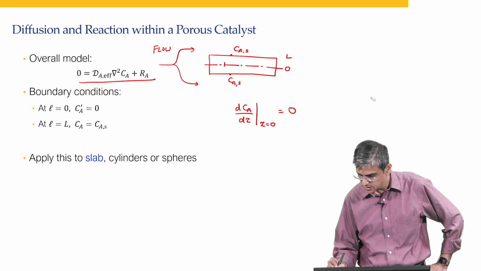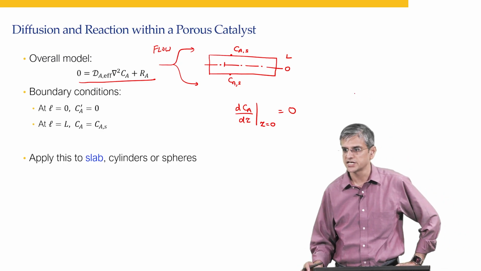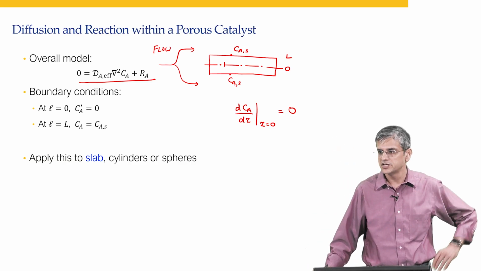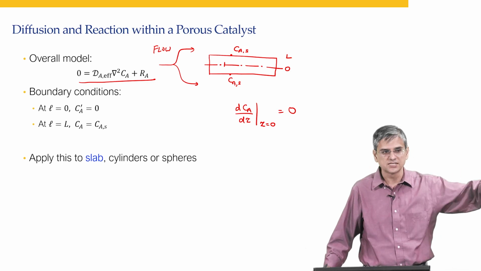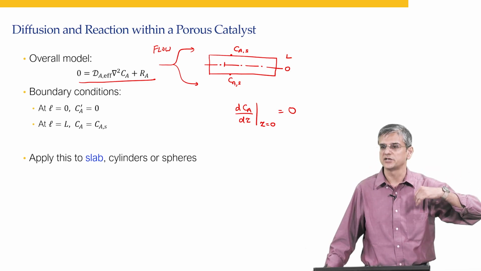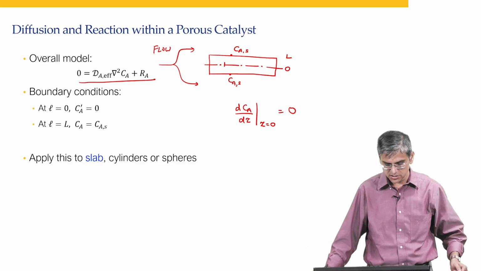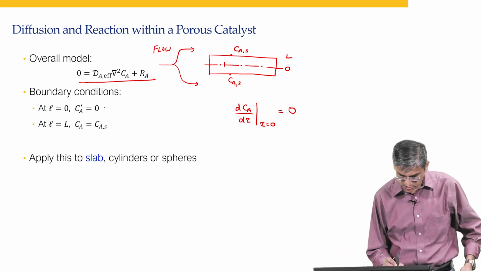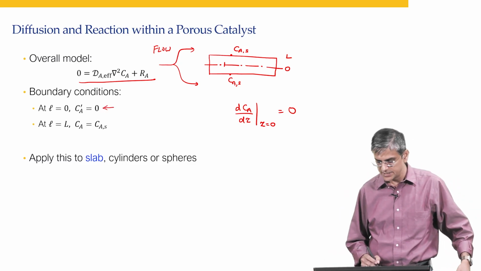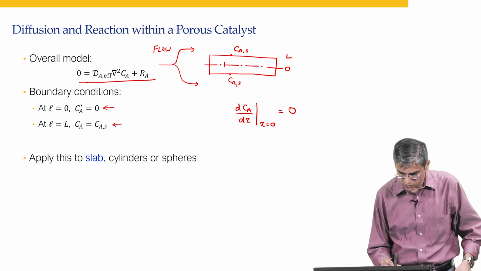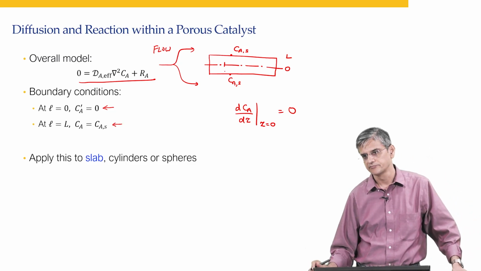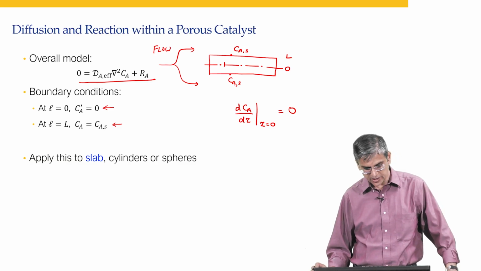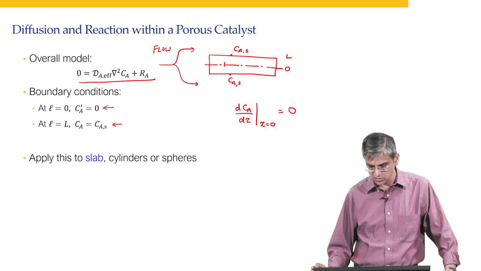And whether it is cylinder, square, rectangle, whatever geometry it is, whenever there is an axis of symmetry or a point of symmetry or a location of symmetry, this is the symmetry boundary condition. Okay, so this is the boundary condition at L or Z equal to 0. This is the boundary condition at the edge. We are going to apply this to slab, cylinders or sphere.